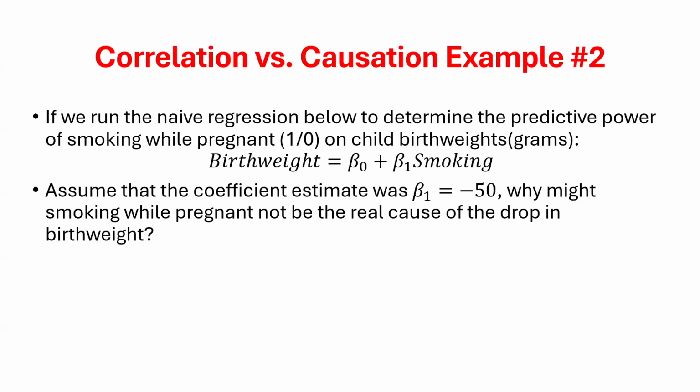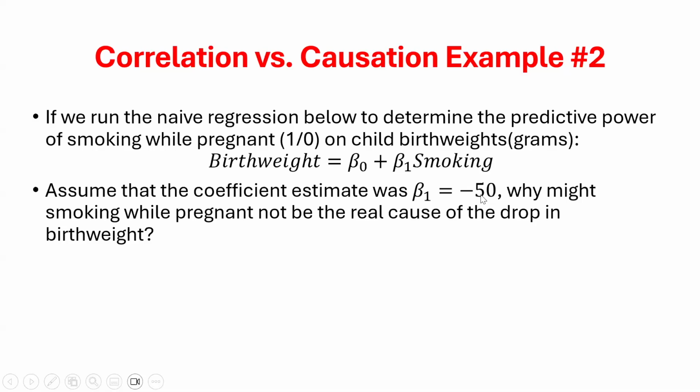If I'm in a lower income bracket, what might I not have availability to? I might not be as likely to go to the doctor as much during my pregnancy. I don't have as much availability to high quality foods. All of these things would cause birth weight or health of the baby to go down. So even though I find a large negative effect here, it could be that the effect is even larger, right?